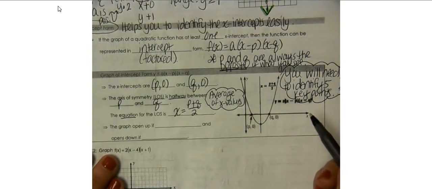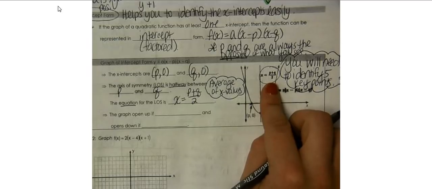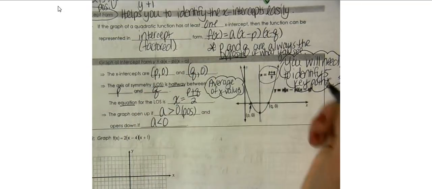So if you look at this graph, we have P and Q, and they are going to be essentially equidistant from each other, and your vertex is going to be the average. The x part of your vertex is going to be the average of your x-intercepts. Next, the graph opens up if A is greater than 0, and it opens down if A is less than 0. So if we have a positive A value, it opens up. And if our A value is negative, then it opens down.